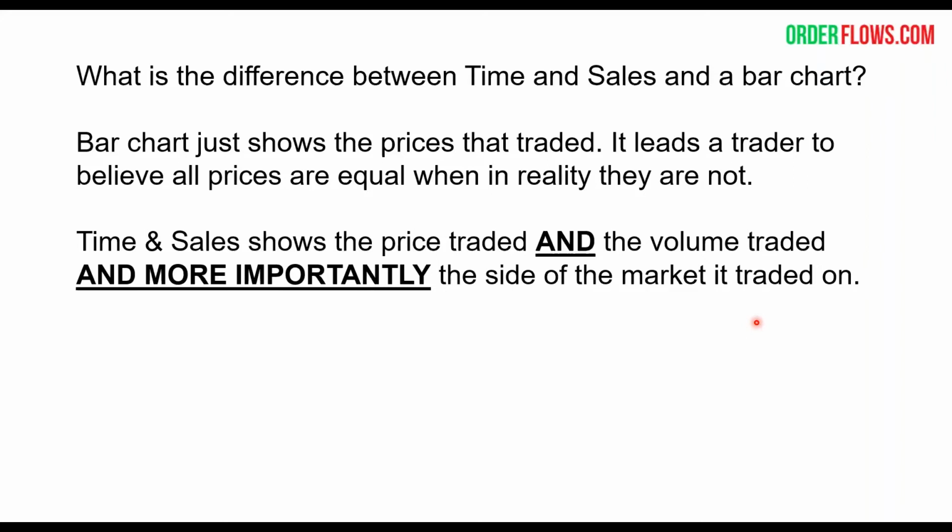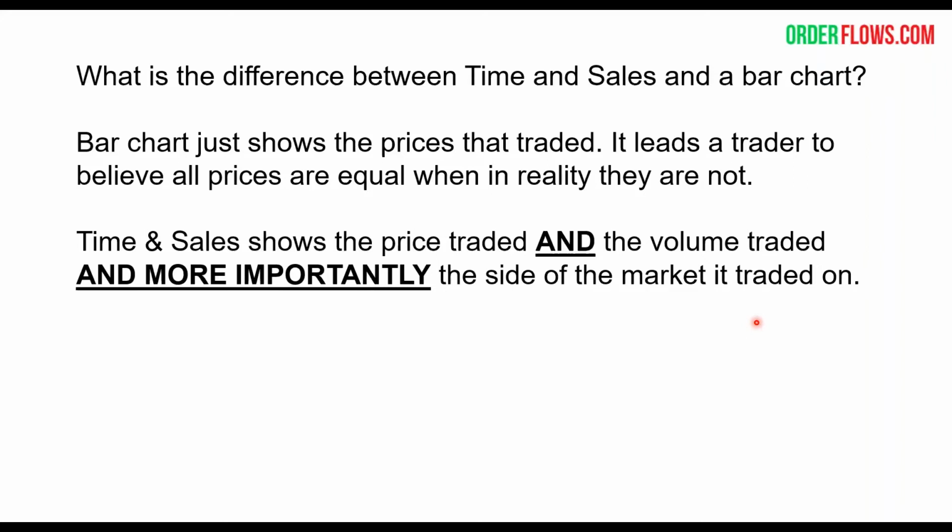And if you're looking at a bar chart, you don't know if it traded just one contract at 41 or if it traded 5,000 contracts at 41. Whether it trades one or 5,000, it doesn't matter to you if you're looking at a bar chart or a candlestick chart. You just see, well, it traded 41. Whereas time and sales is going to show you the price that traded and the volume that traded. And what a lot of people don't realize, it also shows you the side of the market that it traded.